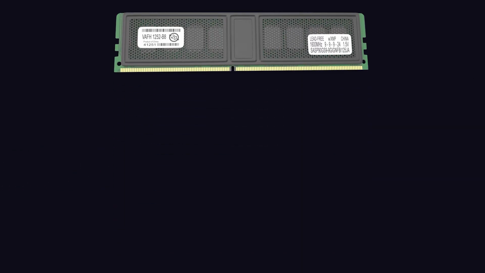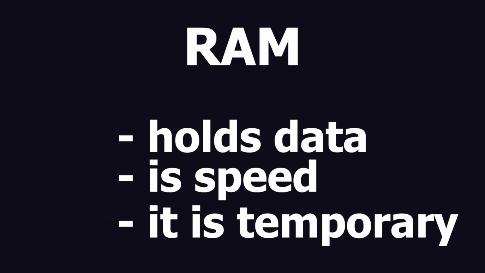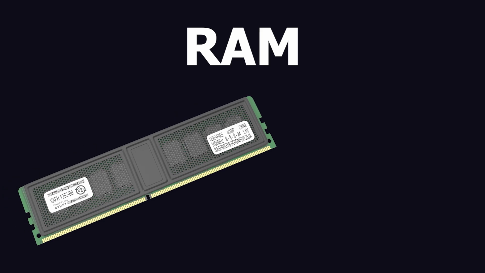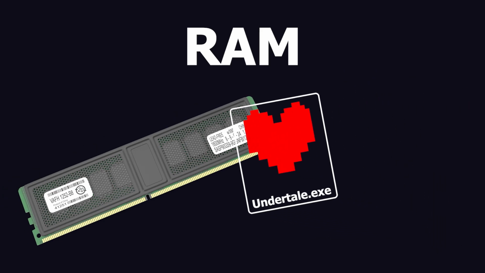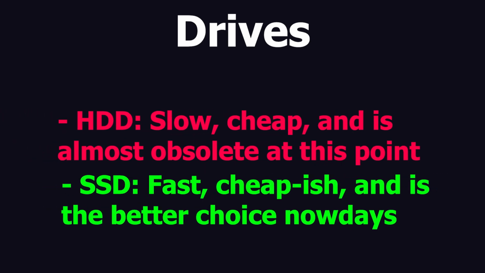Pretty cool, huh? RAM. This holds data. Duh. It's also really fast and doesn't persist the data when the computer shuts down. It's crucial as it's the place applications are stored when open. Drives. These can be HDDs or SSDs. They store data permanently, kind of.